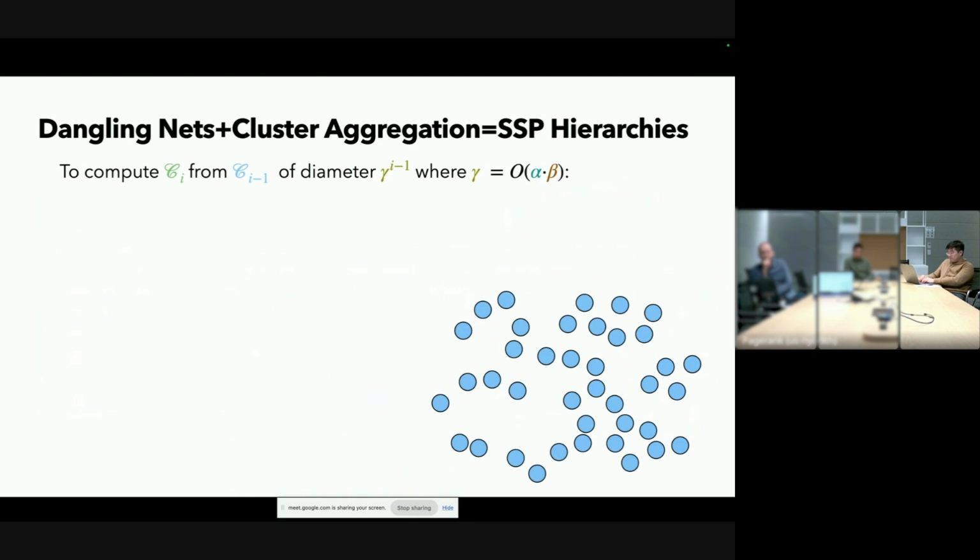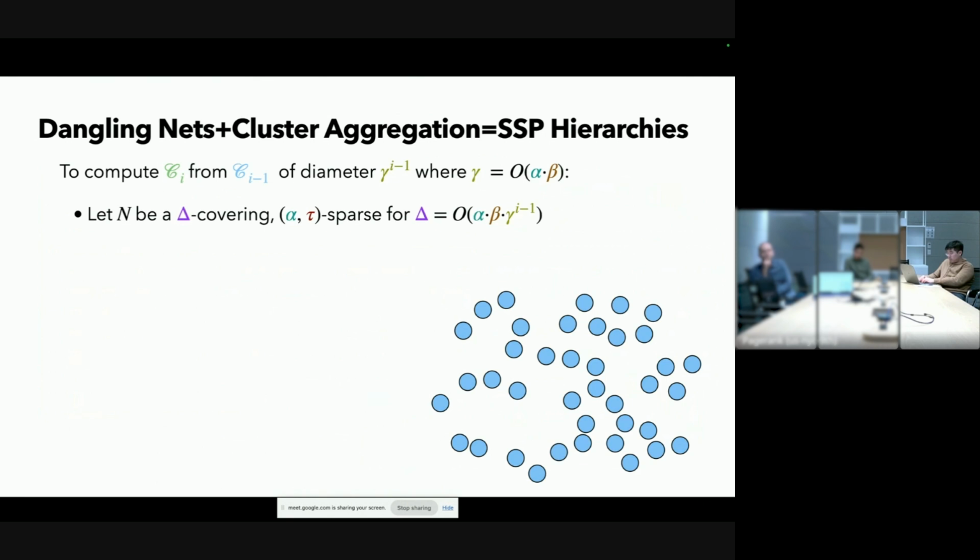So here's the picture. This is the i-1 level of the hierarchy. Now all I'm going to do is compute a dangling net with appropriate parameters. Suppose I can compute it with alpha and tau, which you should think of as log n sparsity. And I'll set gamma to be essentially gamma to the i. I'm hiding the constants here, but it'll be alpha times beta, which is gamma times gamma to the i-1.